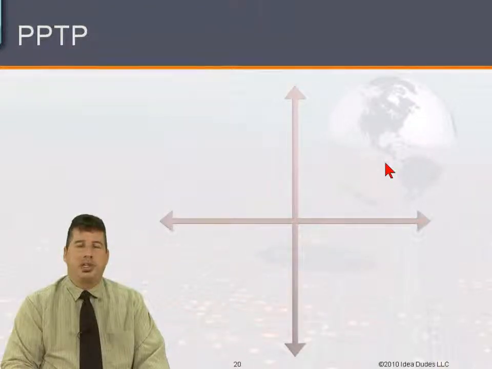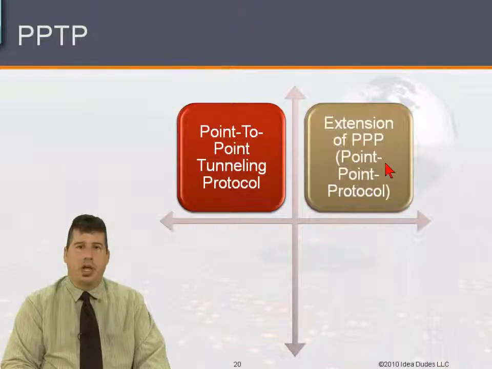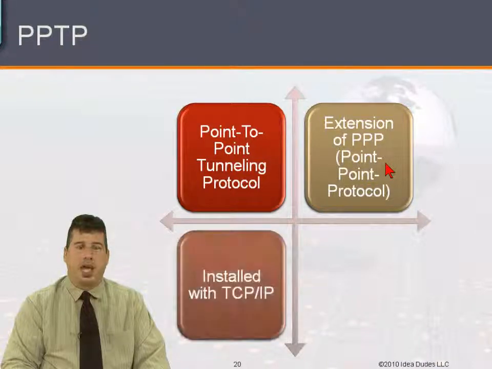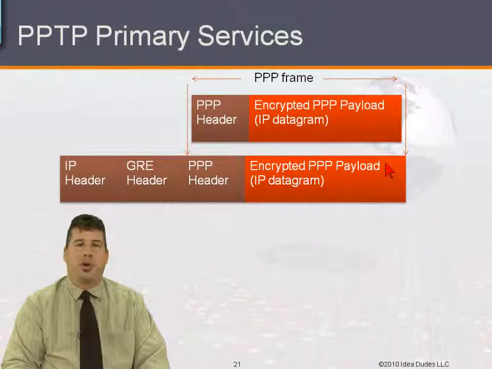Now, when you look at Point-to-Point Tunneling Protocol, this is actually one of the first VPN type protocols we've had. We've had it with NT, we've had it with Windows 2000, now Windows 2003, it's still here. Point-to-Point Tunneling Protocol is an extension of PPP, which is Point-to-Point Protocol, and is installed with TCP/IP. Routing and Remote Access by default has 128 ports. What we can do is control how many ports, and we can put up like 5 ports if we want.